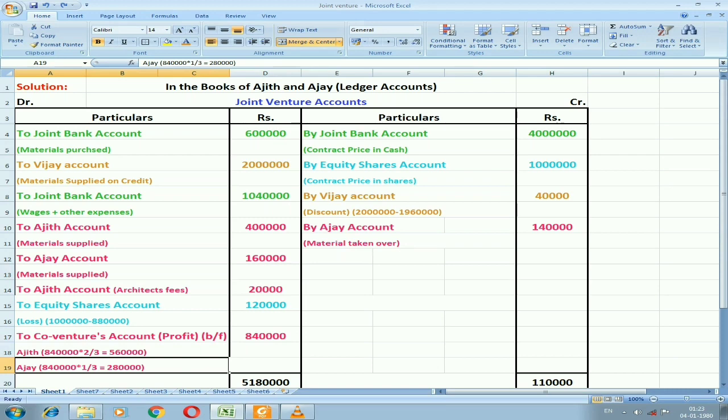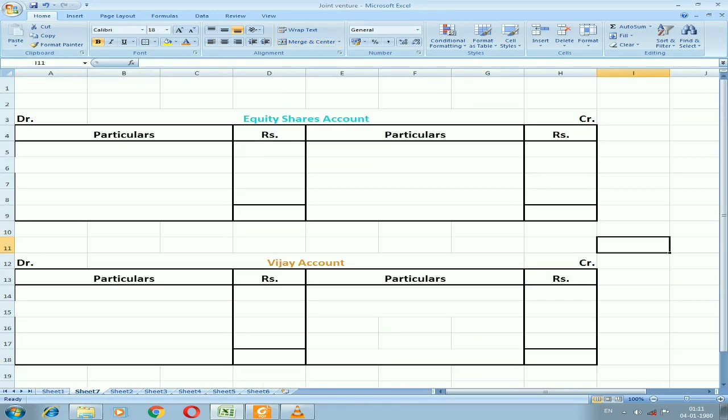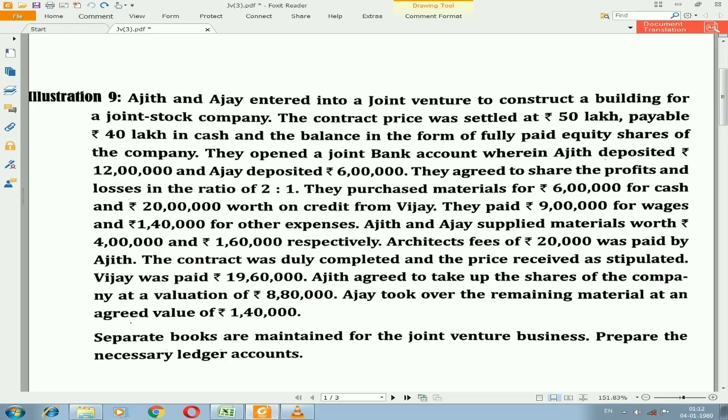So it is a mistake. Please make corrections. Then we are supposed to record with the equity shares account. On that equity shares account, we usually record any shares which will be transferred or taken over by any particular co-venture, that will be recorded first. So in the illustration, we have information that one co-venture has taken over the shares. So that we are supposed to record.